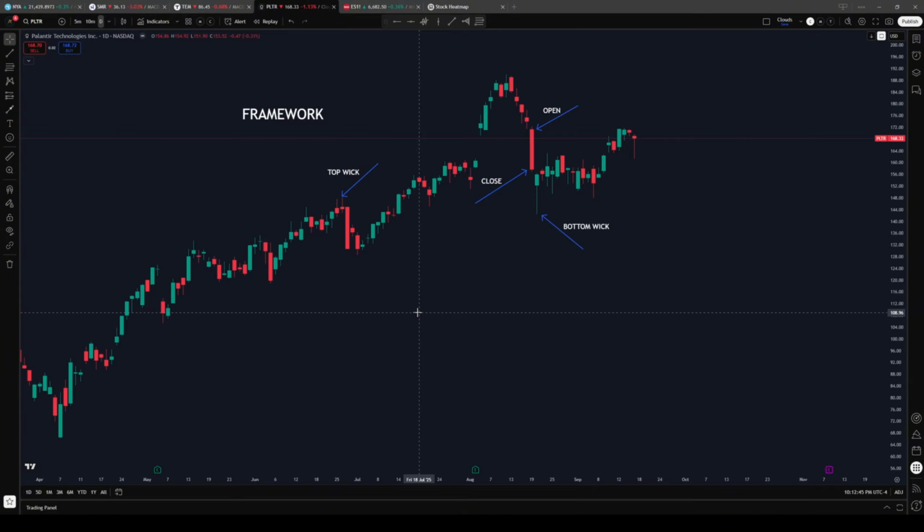The second thing are triggers. The pattern is the setup. The break of the pattern's key level is the trigger. Enter on that break, not before. The third is risk. Stop goes just beyond the pattern's failure point, usually the opposite side of the signal candle. Size via fixed dollar risk.